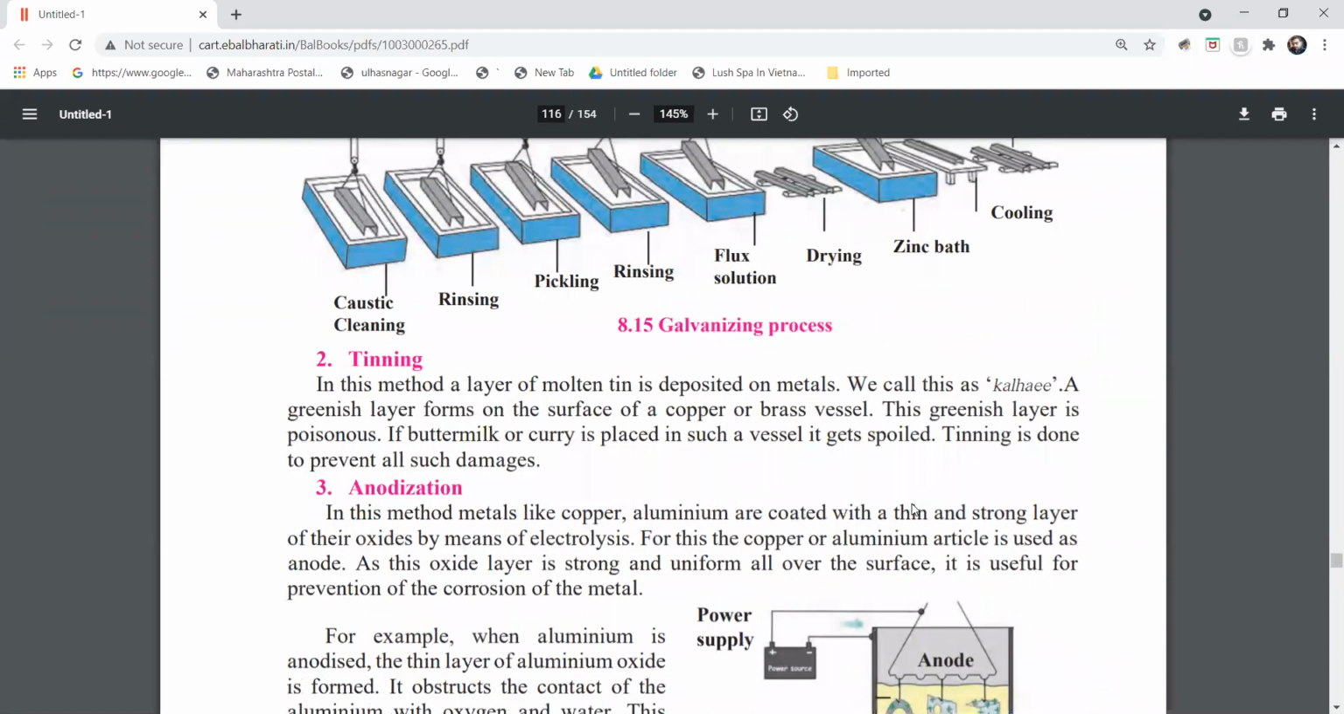The second method is tinning, in which molten tin is deposited on the metal. Now tinning is done mostly on our utensils that we use to eat. So if you have a copper or a brass layer, the greenish layer that gets added to it is poisonous, and it can spoil whatever food we keep in it. That is why there is no food kept in our house in copper or even aluminium. You will cook food in aluminium, but you will always store it in your steel utensils.